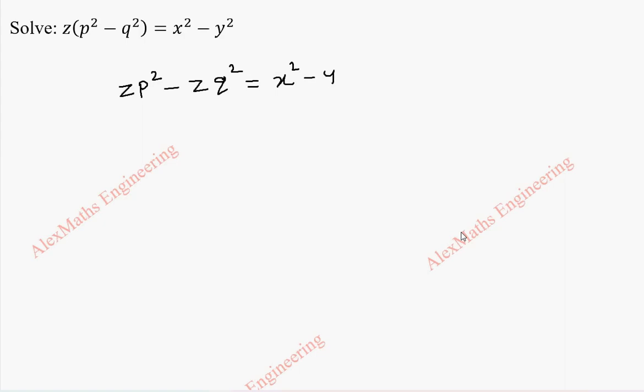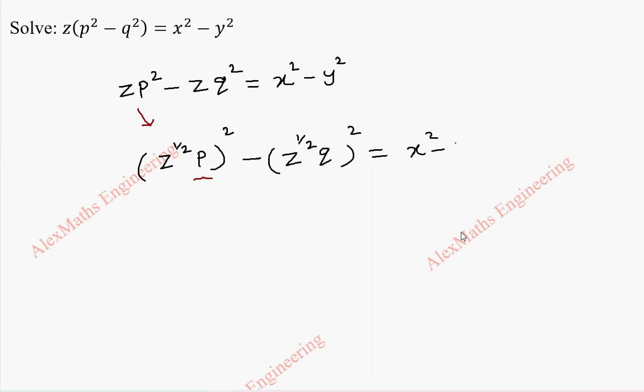So here we find the product of z with p, but we need a form where the power of p should be 1. So by rearranging this, we take z power half into p whole square. This is actually z into p square. So we have rewritten this term in such a way as to get p power 1. In the same way, the next term is z power half into q, then whole square, equal to x square minus y square.